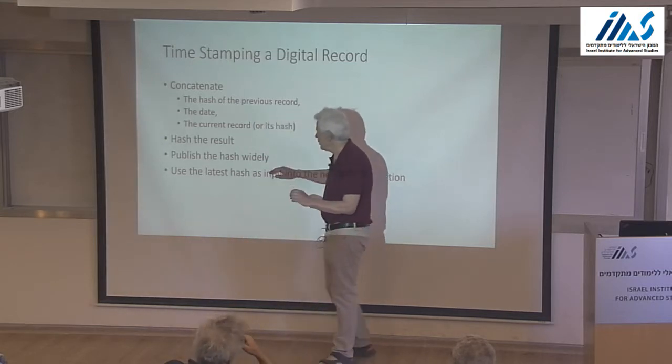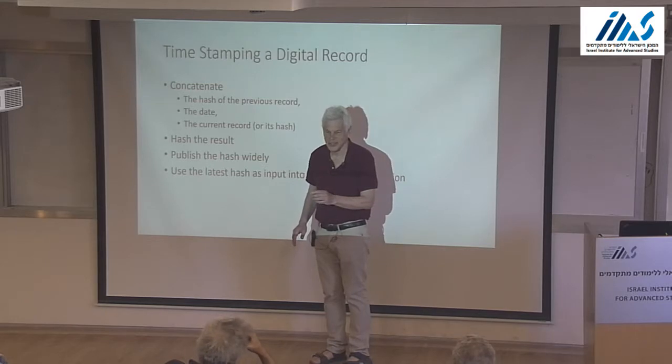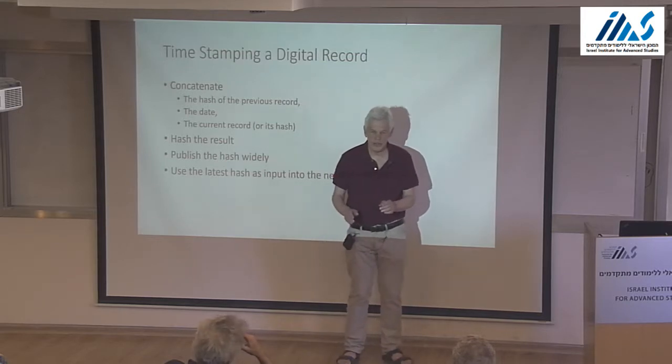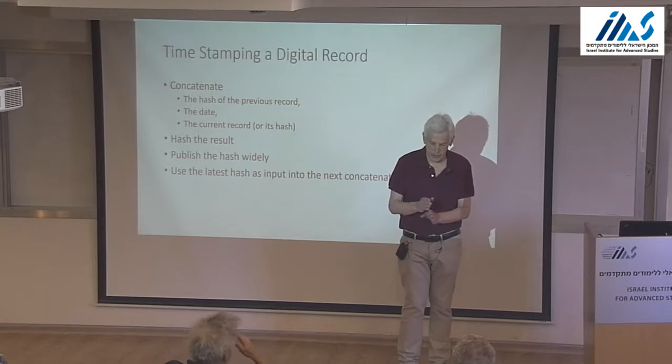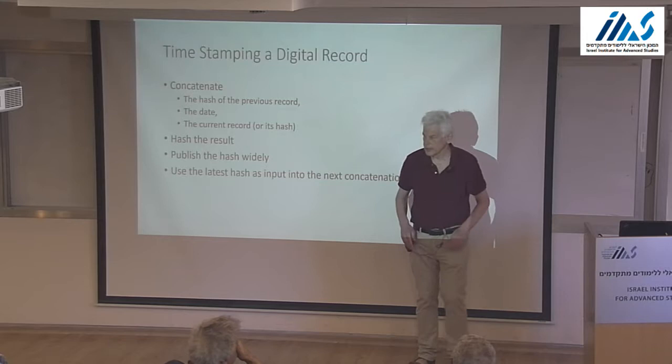And you've seen the hashes in the public domain. You say, wait a second, the last hash has changed on me. That must mean that somebody tampered with one of the earlier records. So you can go back with the hash until you find the hash that remained the same, and you say, well, until this point, everything is kosher. From this point on, something happened. So that's how you timestamp.